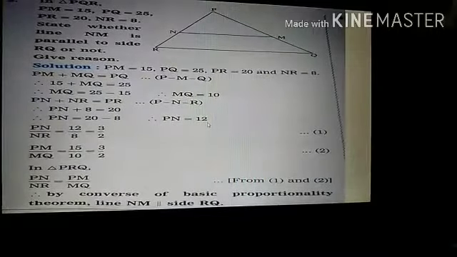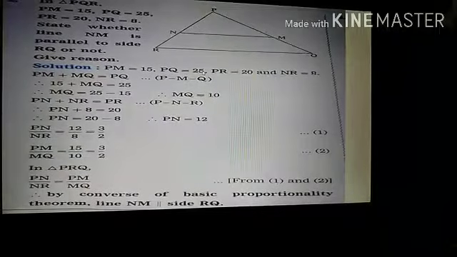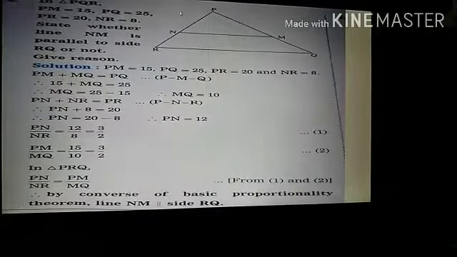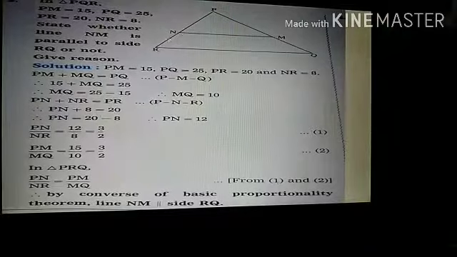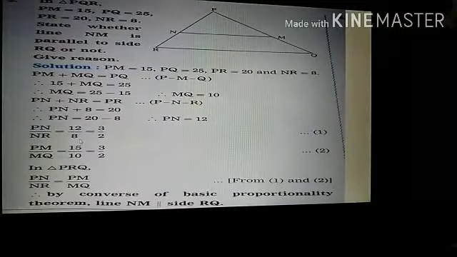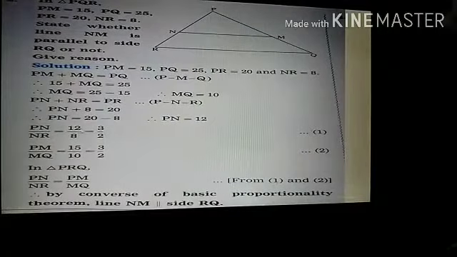Now, since we know the values of the sides, let us find out the ratios which are present on either side of the triangle. Let's start with PN upon NR. PN is 12 and NR is 8. Both the numbers are divisible by 4's table. So 12 divided by 4, the answer is 3. 8 divided by 4, the answer is 2.